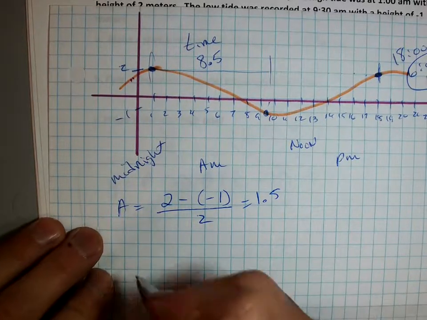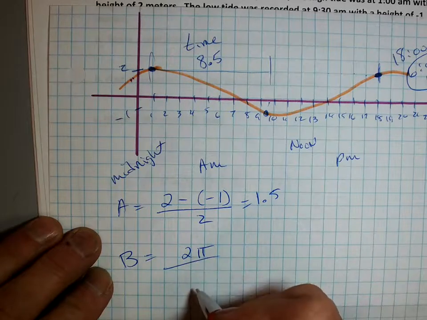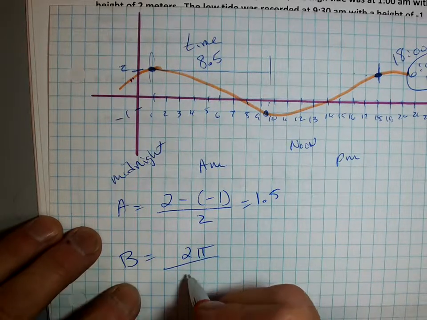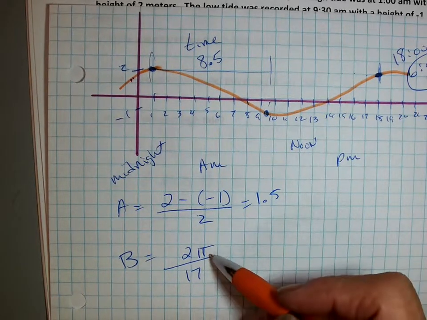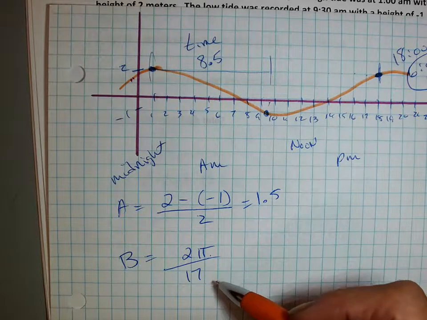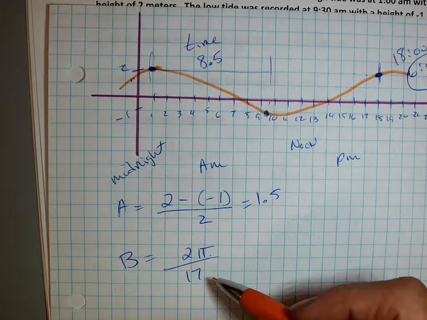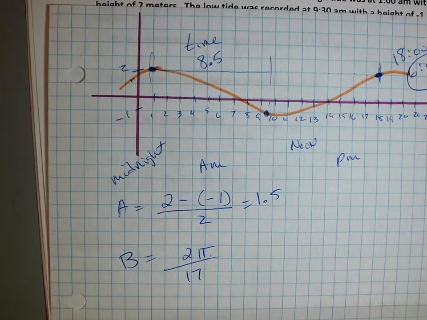All right, B is 2 pi divided by the curve width. My curve width is 17 hours, right? Hopefully I'm not going too fast. Because it's always 2 pi, and then divided by the curve width, and it's 17 hours from high tide to high tide. It takes 17 hours to go from high tide to high tide. Okay, now let's start making it.